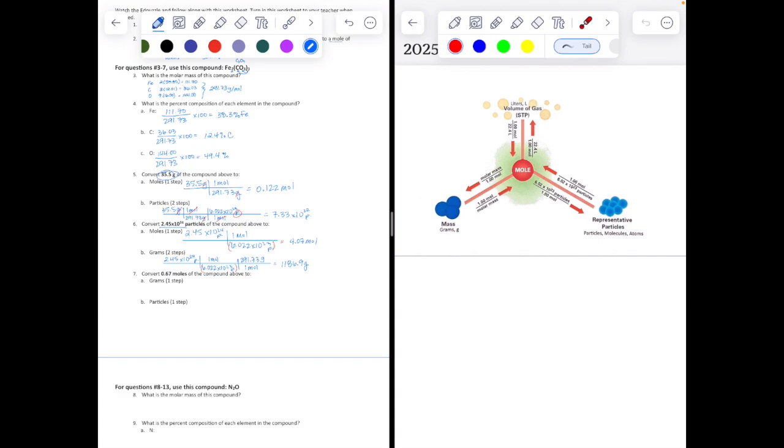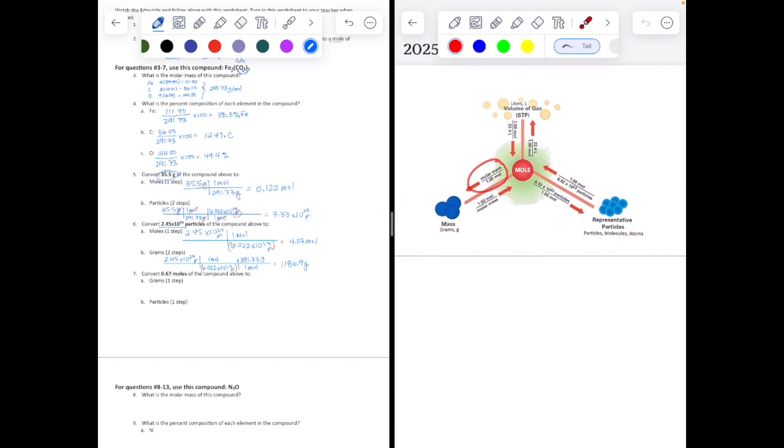And lastly, we're converting from moles to A, grams, and then B, particles. And we have 0.67 moles of the compound. And yes, I did that on purpose, just for you. So 0.67 moles. We are going to go to grams first. So we're starting here in the middle of our mole map, and we want to go to grams. This is the arrow that we're going to use: molar mass over 1 mole.